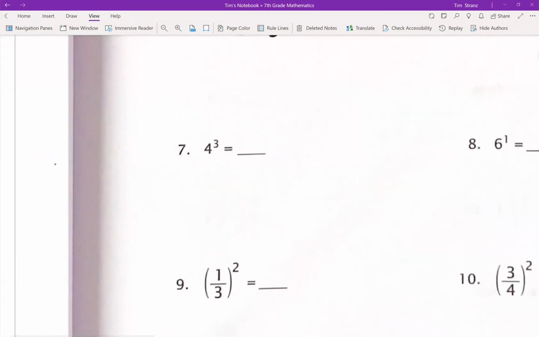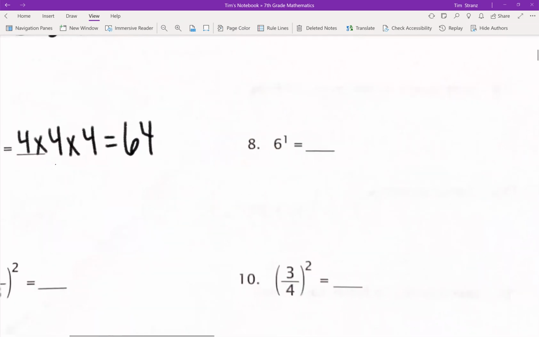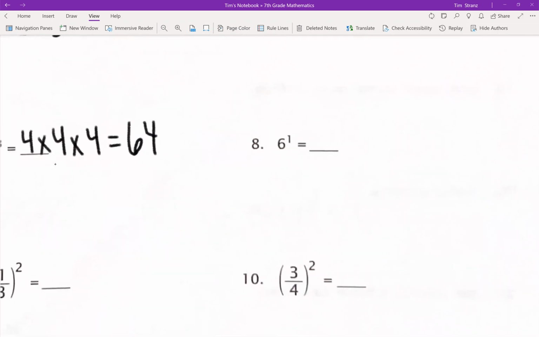Okay, number 7, we have 4 to the third power, so 4 times 4 times 4. Okay, so you got to think 4 times 4 is 16. 16 times 4 is going to be 64. Okay, number 8, 6 to the first power. It's the same thing as just saying 6.